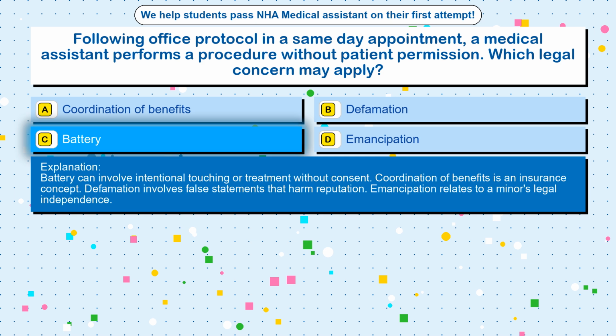Battery can involve intentional touching or treatment without consent. Coordination of benefits is an insurance concept. Defamation involves false statements that harm reputation. Emancipation relates to a minor's legal independence.